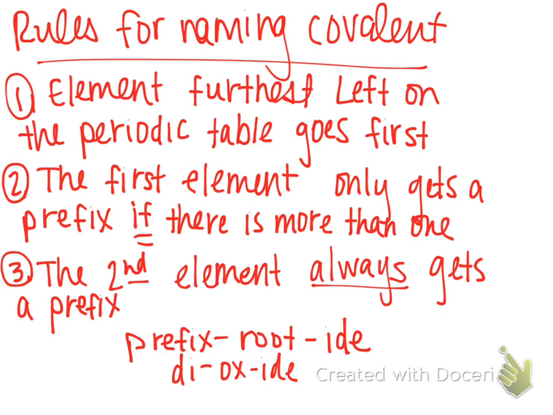So the second element always gets a prefix and always ends in IDE. The first element only gets a prefix if there's more than one, and you can make a little side note here. It keeps its regular ending. Okay, so you would need maybe a regular periodic table for that. Nitrogen trioxide, right? Nitrogen kept its real name. It wasn't nitride trioxide. Okay, so that's just something to think about, because on here, you just see the ion version of all of those.